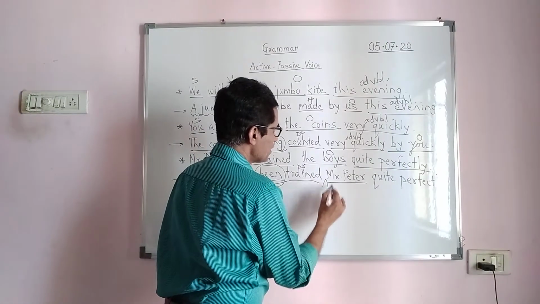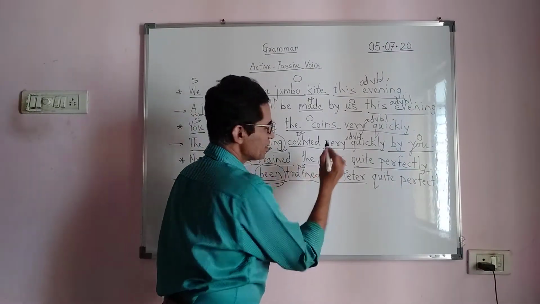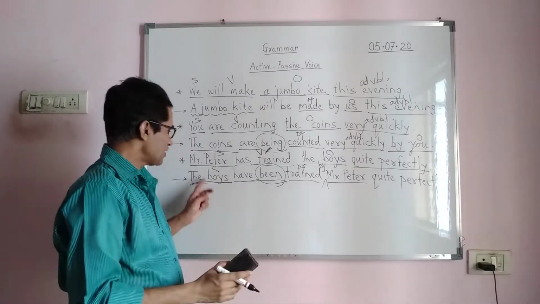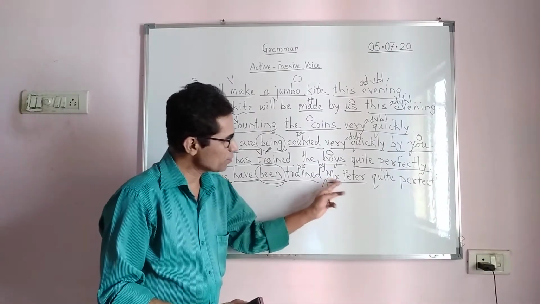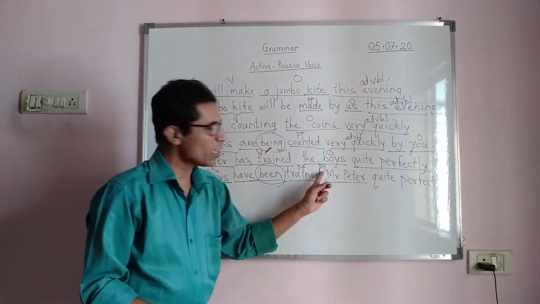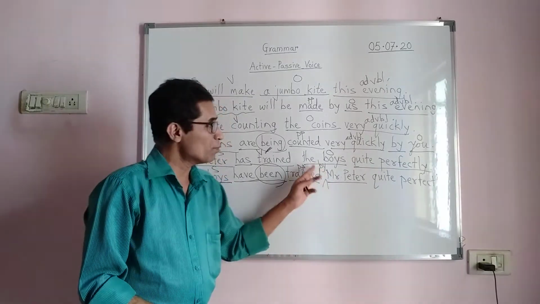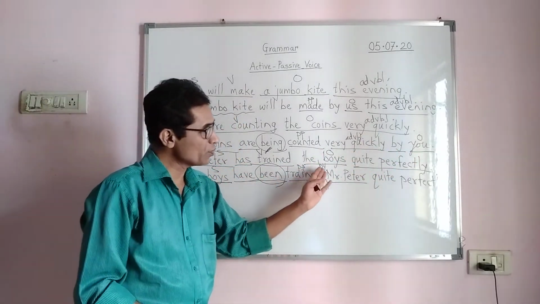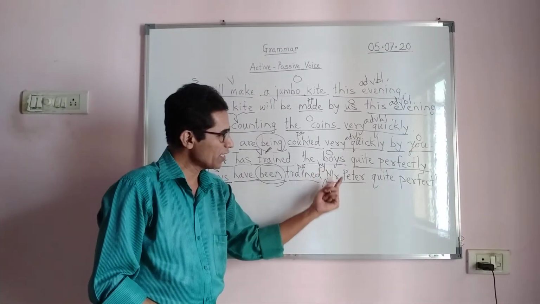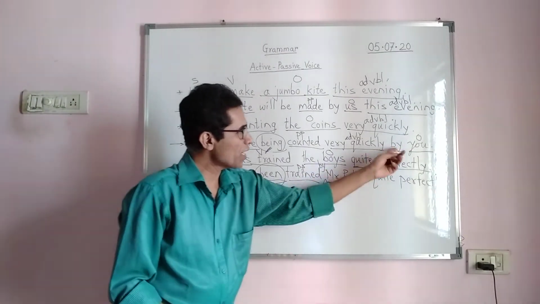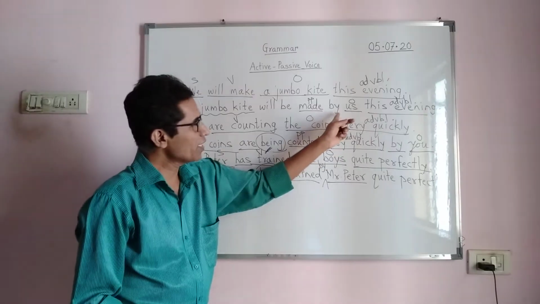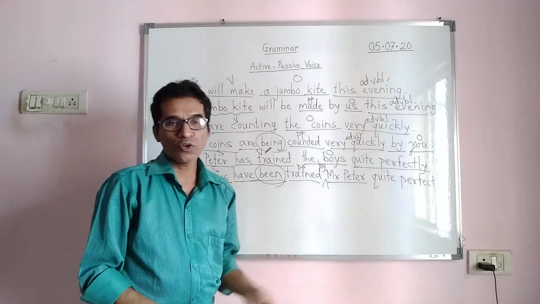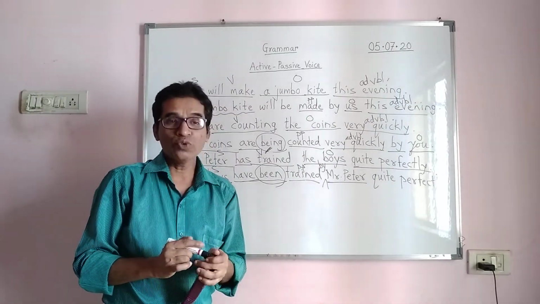And here by. The boys have been trained by Mr. Peter quite perfectly. Why is by taken here? You know, by shows agent word. It shows by whom the action was done. So by Mr. Peter, by you, by us. So I now hope that you understand.